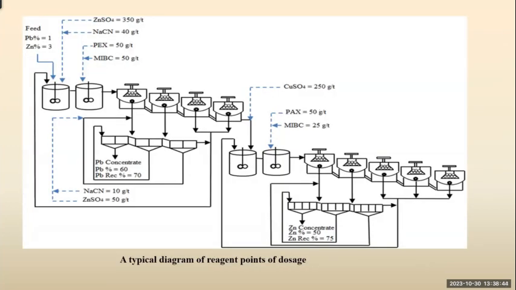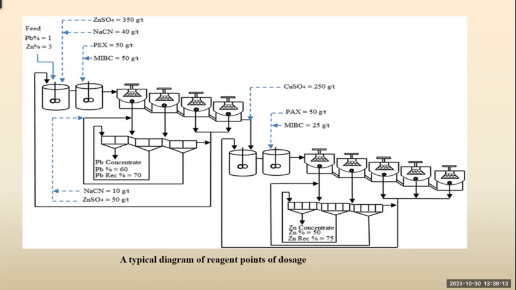Yes, go back, please. This diagram actually showed you a typical point where you can put in your reagents, which you can change based on what you see in your field. Here you can see that from the sheet you have put in things like zinc sulfate, which is a depressant for your pyrites. Then you also added PEX and MIBC.